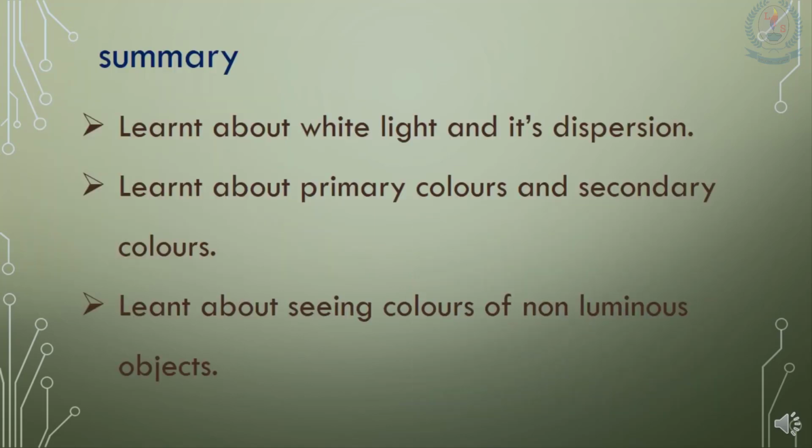Now we have come to the end of today's lesson. So before we finish off our lesson, first let's summarize what we learned today. So children, first we learned about white light and its dispersion. Then we learned about primary colors and secondary colors. And at last we learned about seeing colors of non-luminous objects.